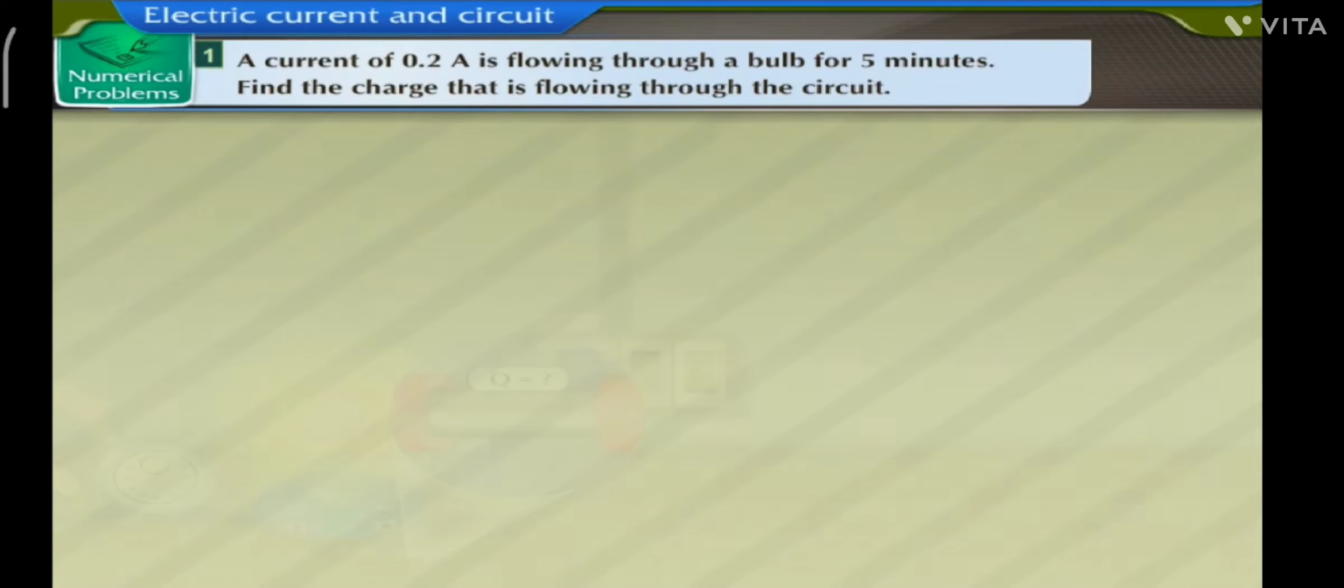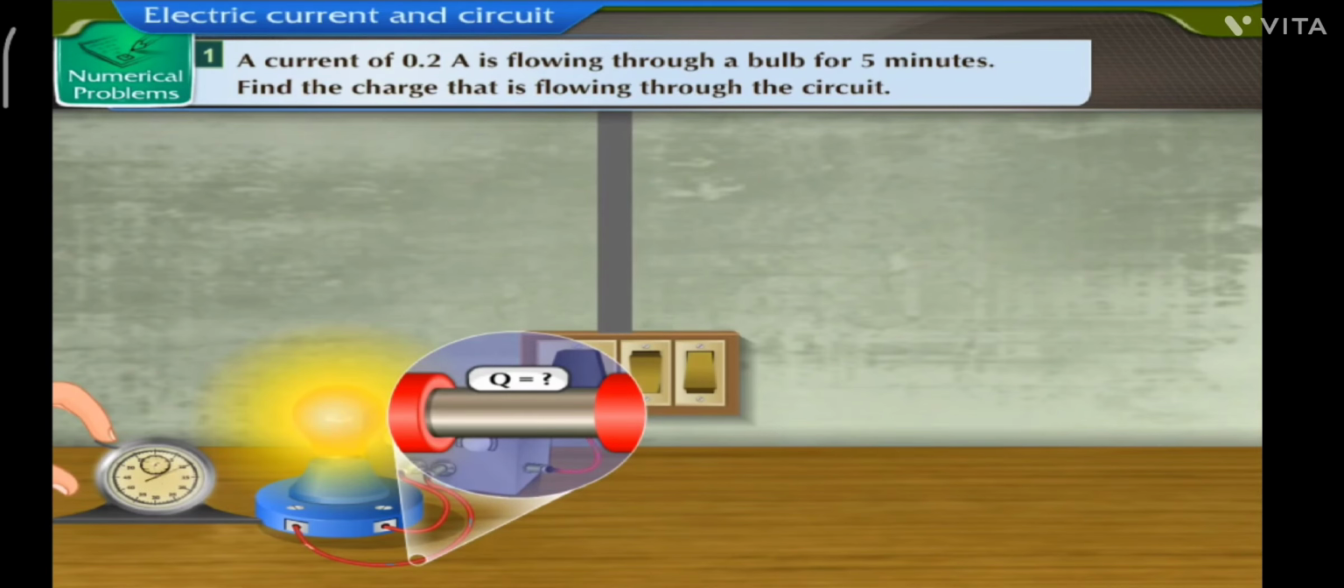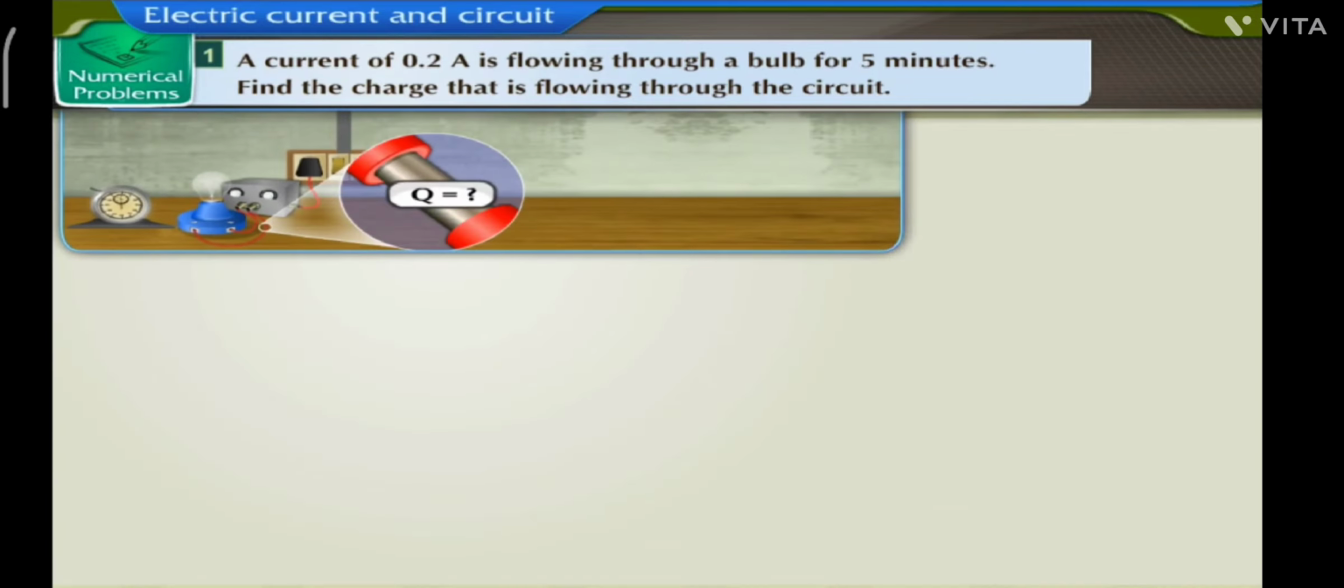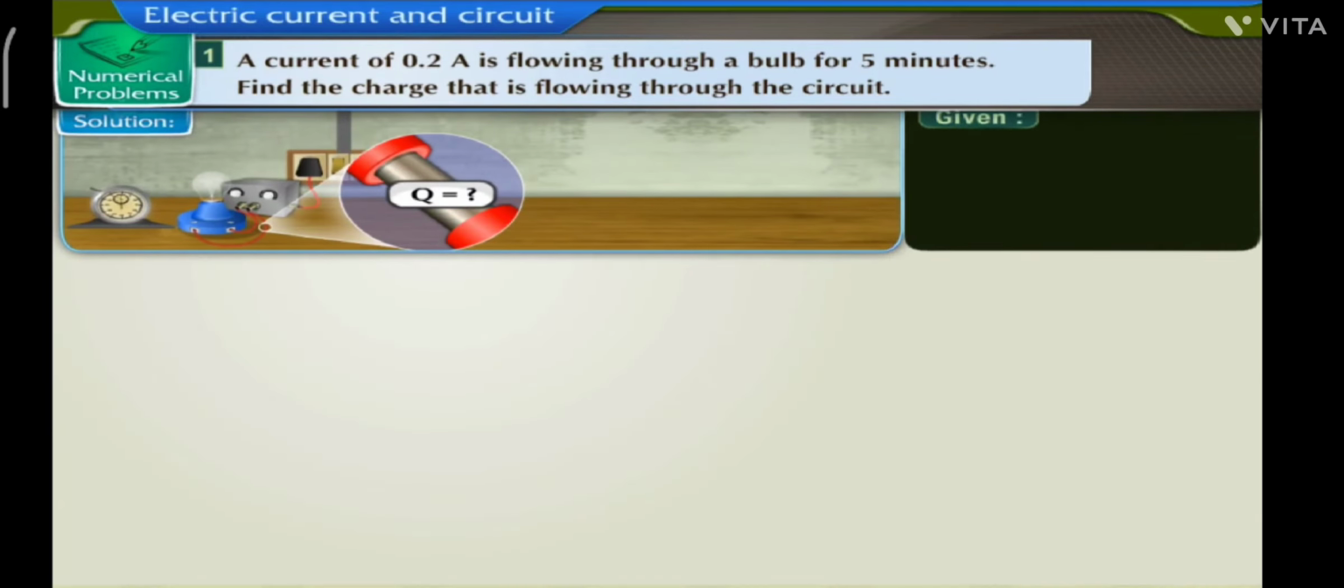Let us solve some numerical problems based on the topics we have studied. Problem 1. A current of 0.2 ampere is flowing through a bulb for 5 minutes. Find the charge that is flowing through the circuit. Solution. Let us first write the given quantities. Current I = 0.2 ampere. Time t = 5 minutes = 5 × 60 seconds = 300 seconds. We have to find the total charge Q flowing through the circuit.